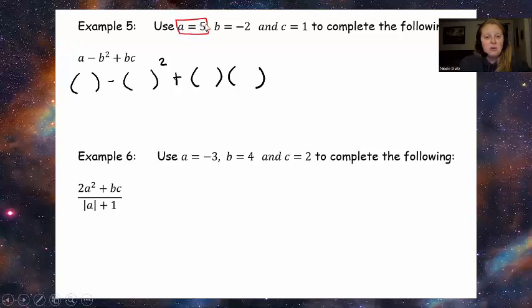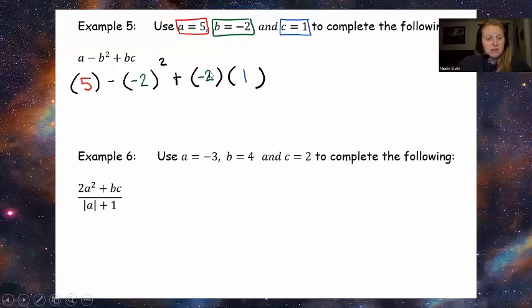Since they want us to put 5 in A's spot, I'm going to put 5 in this set of parentheses because that's where A is. Then we're going to put -2 everywhere there's a B. So we have one here and here. And then obviously the last number we plug in is C, which is 1. Now that we have everything plugged in correctly, it's time to begin.